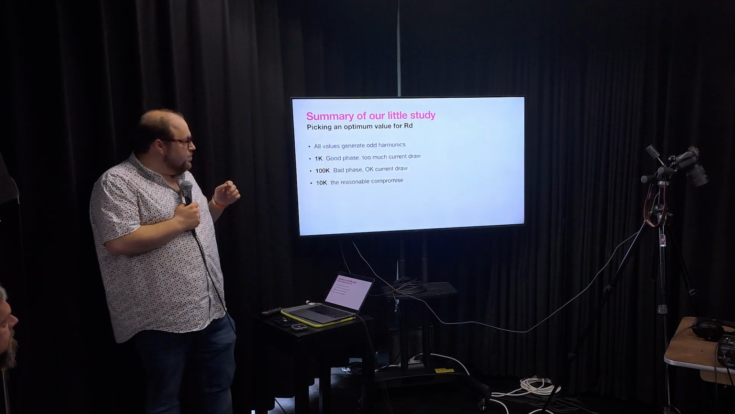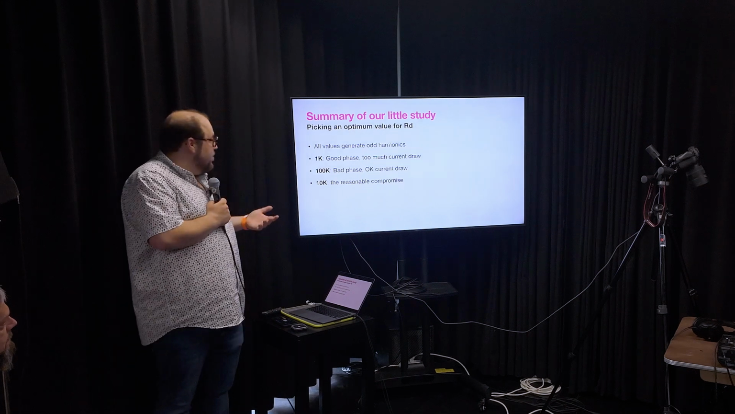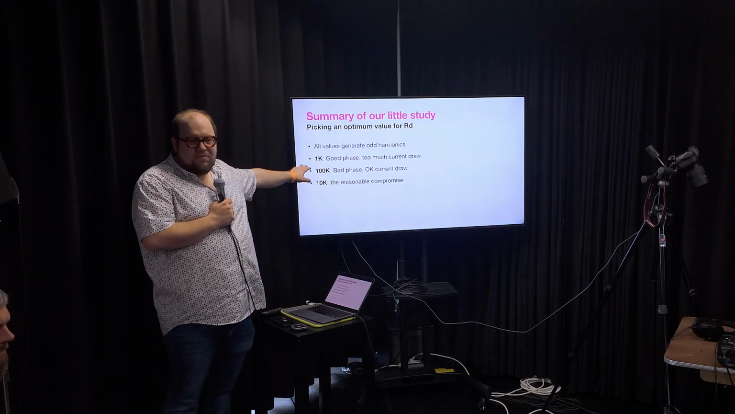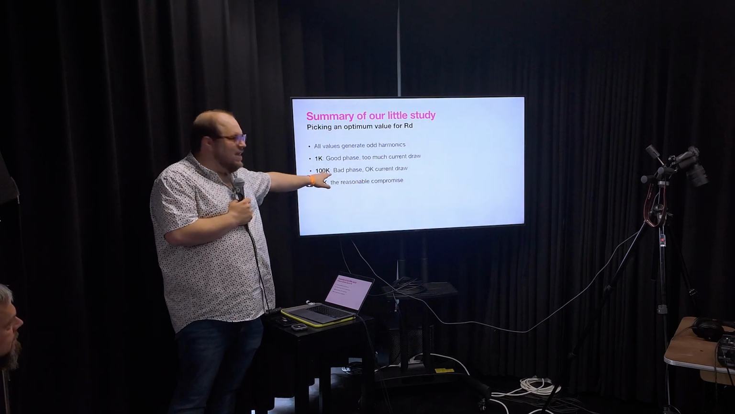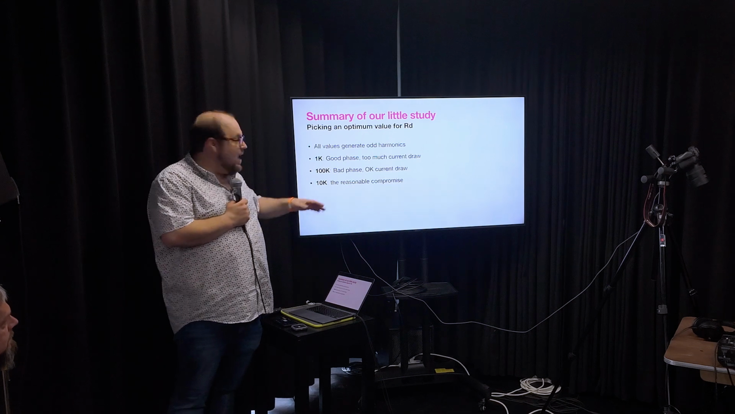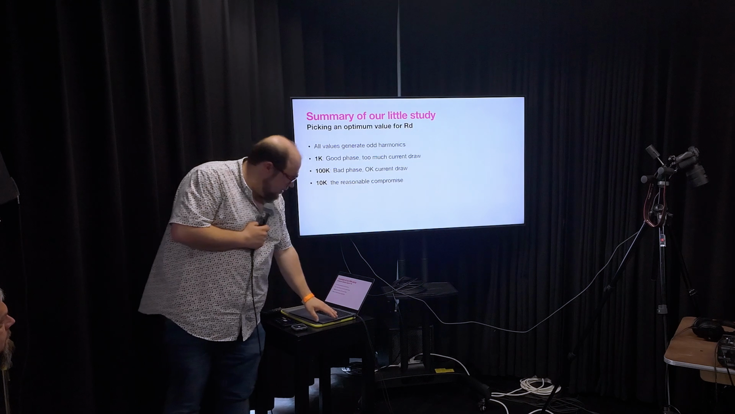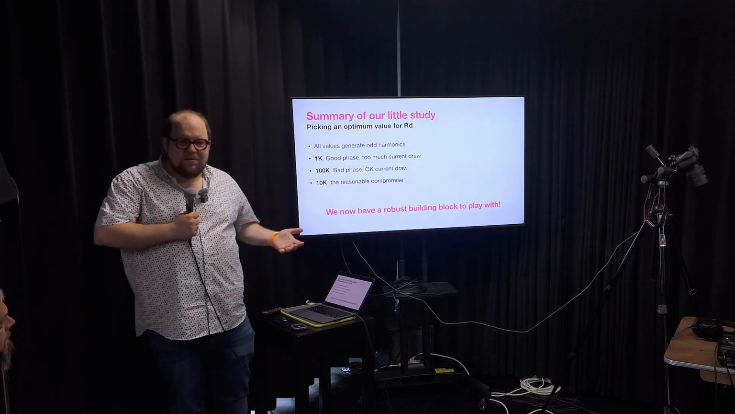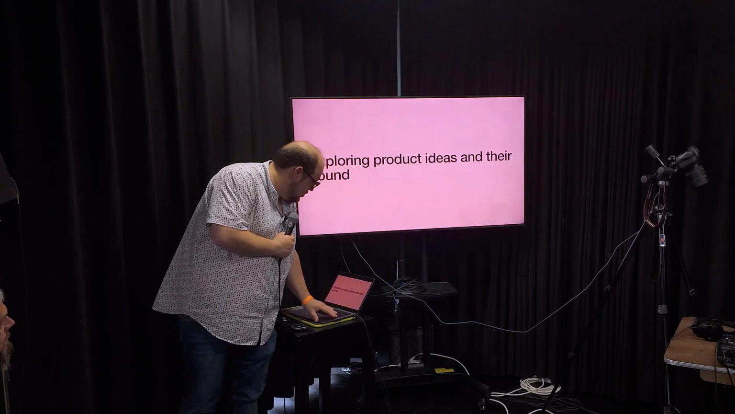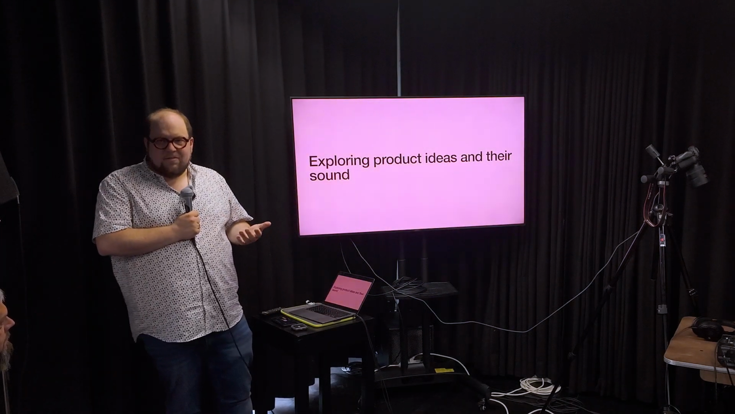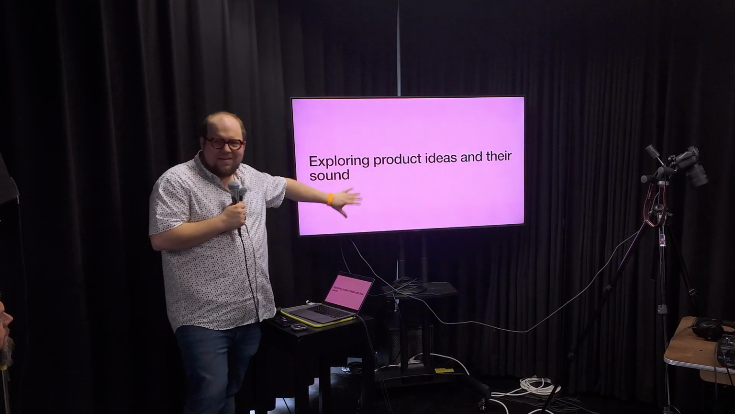So in summary, all values give us odd harmonics, which is good. But the 1K resistor gives good phase but bad current consumption. The 100K gives bad phase but okay current consumption, and the 10K is the reasonable compromise. So at this point, let's say we have a well-designed, robust building block to play with. And then you can start exploring product ideas. And now we get to the good stuff, because I know this was a bit dry up until now.